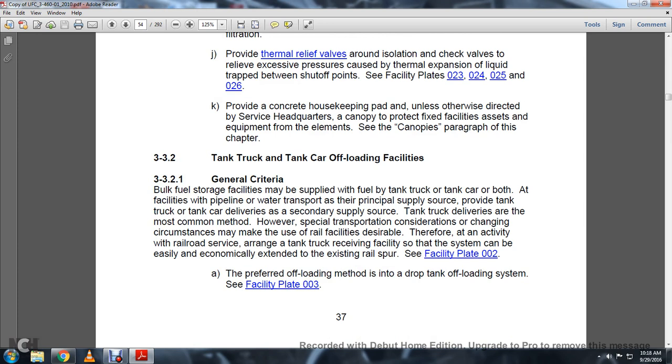3.3.2 Tank truck and tanker car offloading facilities. 3.3.2.1 General criteria. Bulk fuel storage facilities may be supplied with the fuel by tank truck or tanker car, or both. If facilities of the pipeline or water transport as the principal supply source are provided, tank truck and tank car deliveries are secondary supply sources. Tank truck deliveries are the most common method. However, special transportation considerations and changing circumstances may make use of the railway facility desirable. Therefore, any activity with railroad service should arrange the tanker truck receiving facility so that the system can be easily and economically extended to the existing rail spur.